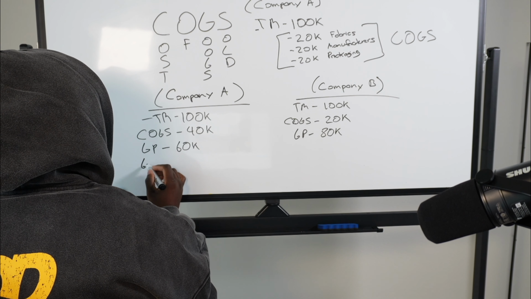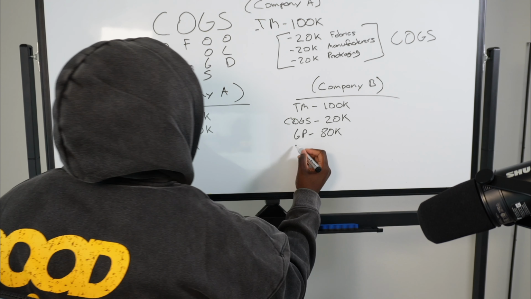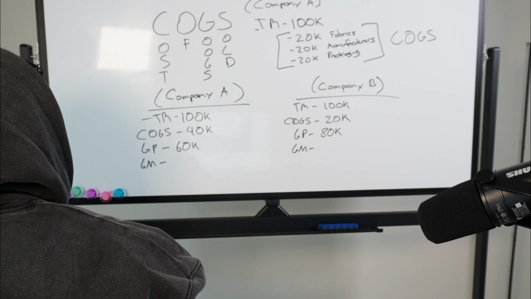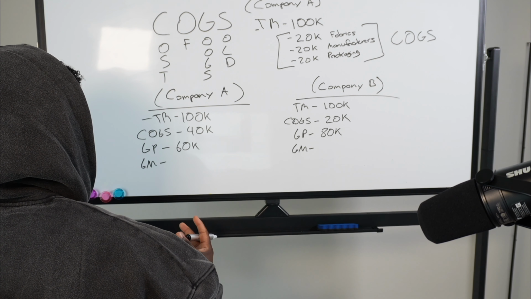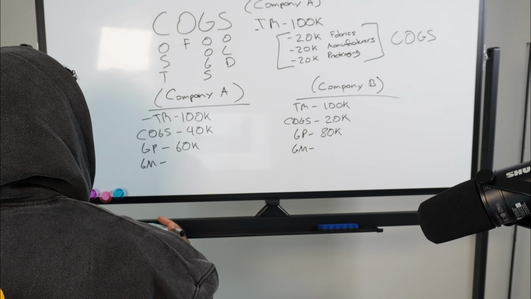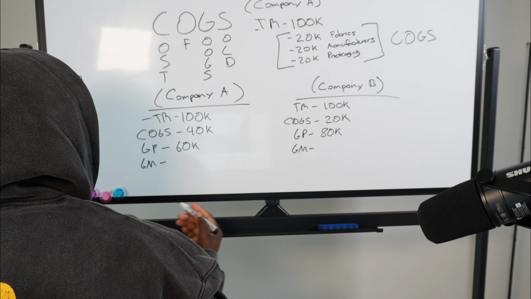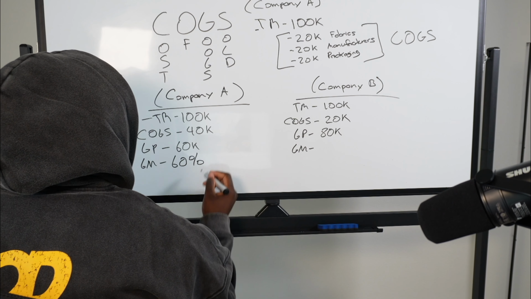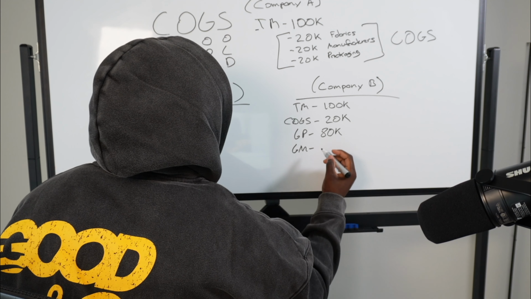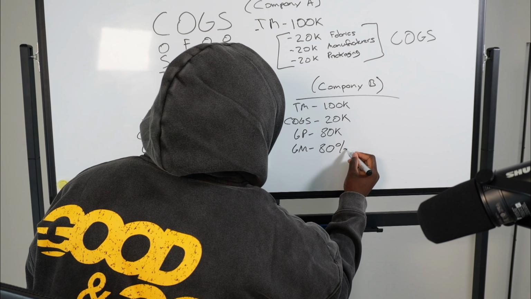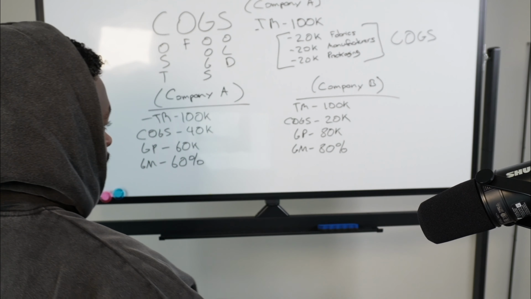And then we come to gross margins. You remember that formula? We're going to take that gross profit, 60K, divide that by total revenue, 100K. Then we're going to multiply that by 100, and that will give us a 60% gross margin. On this side, do the same thing. It will give us an 80% gross margin.